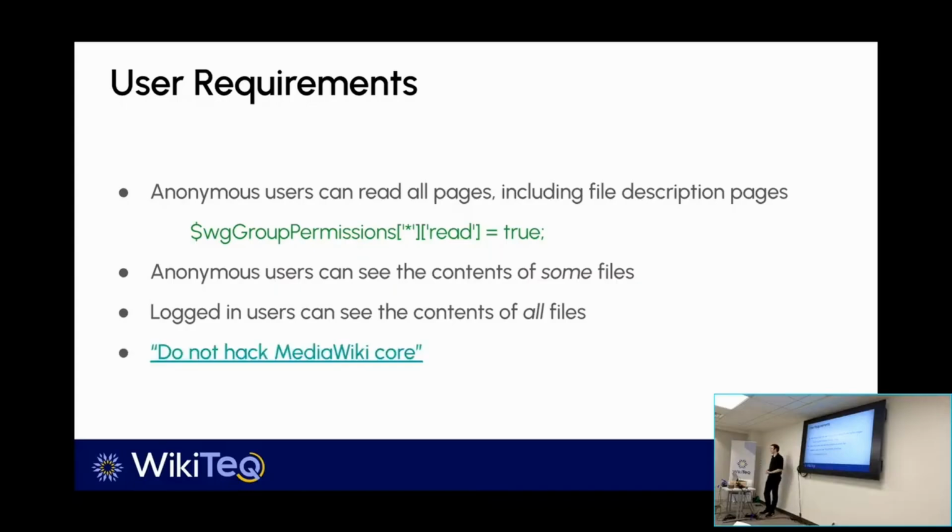Developers added another requirement. We should not be hacking MediaWiki core, with an asterisk. Basically, use MediaWiki as is and implement this logic in an extension if possible. Don't replace the image auth entry point. Don't remove the index.php. Yeah, there's an entire essay on MediaWiki.org explaining why you shouldn't do that.